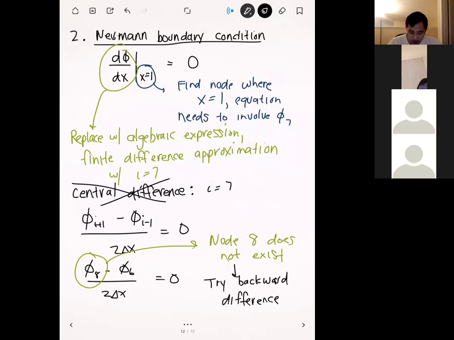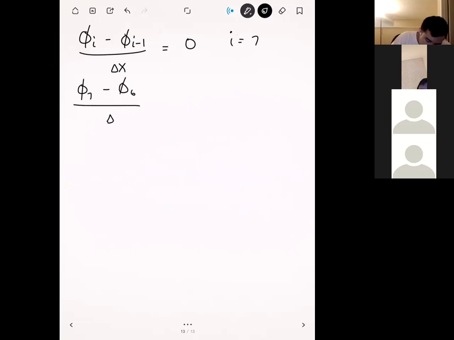And so with backward difference, that's going to help us avoid going beyond our domain here. Okay, and so our formula for backward difference looks like the following. In this case, we're going to set the derivative equal to 0, and then again set i equal to 7. So we have phi 7 minus phi 6 divided by delta x is equal to 0.